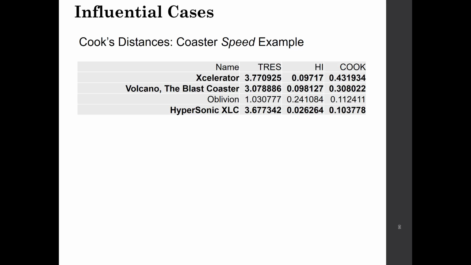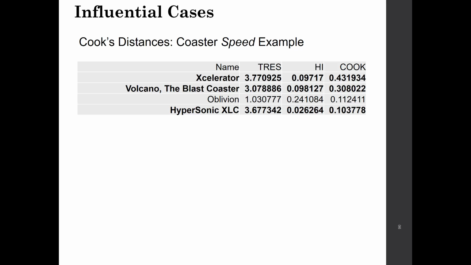So I went ahead and included a table with the studentized residual, the leverage, and the Cook's distance. You can see the top 2 here, Accelerator and Volcano. These are the top 2 in terms of Cook's distances. They also have really high studentized residuals and moderately high leverages. So these we definitely want to look at as being influential. They were very extreme in the distribution of Cook's distances as well.